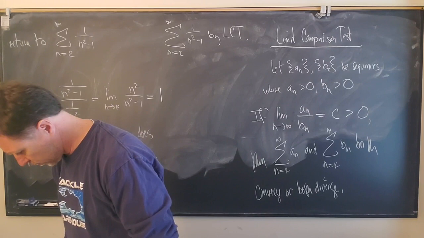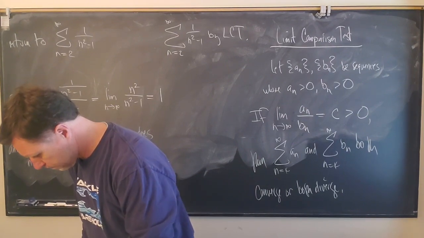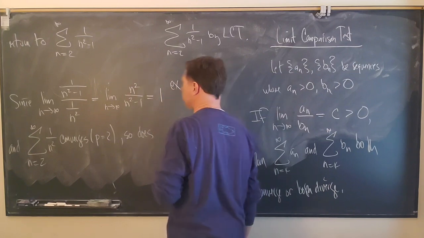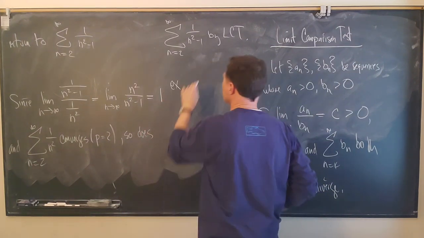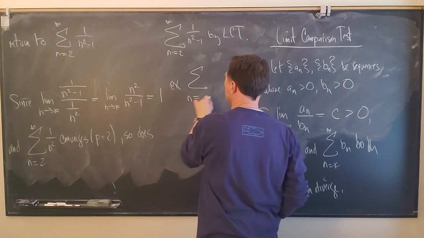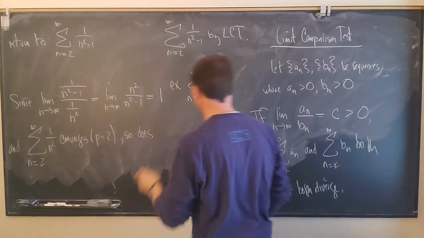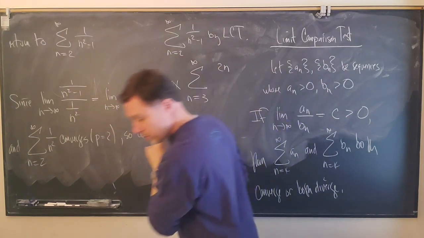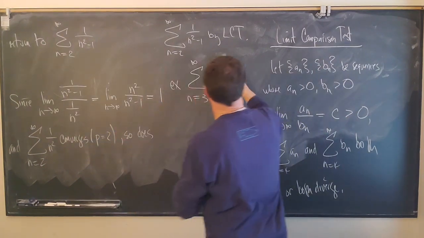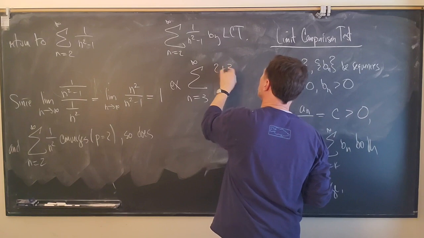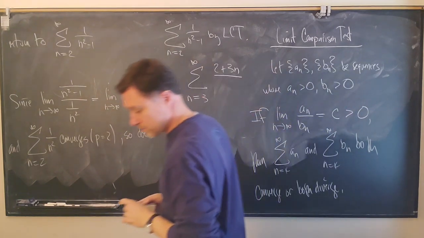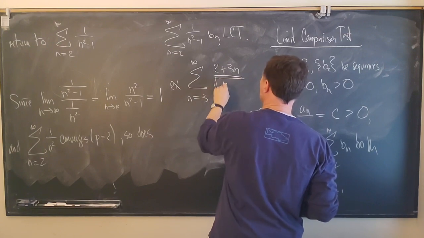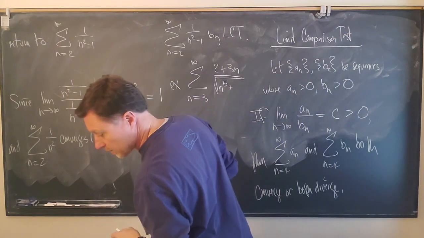So let's do a few more examples. Next example, let's look at the series sum n equals 3 to infinity of 2 plus 3n over square root of n to the 5th plus n.